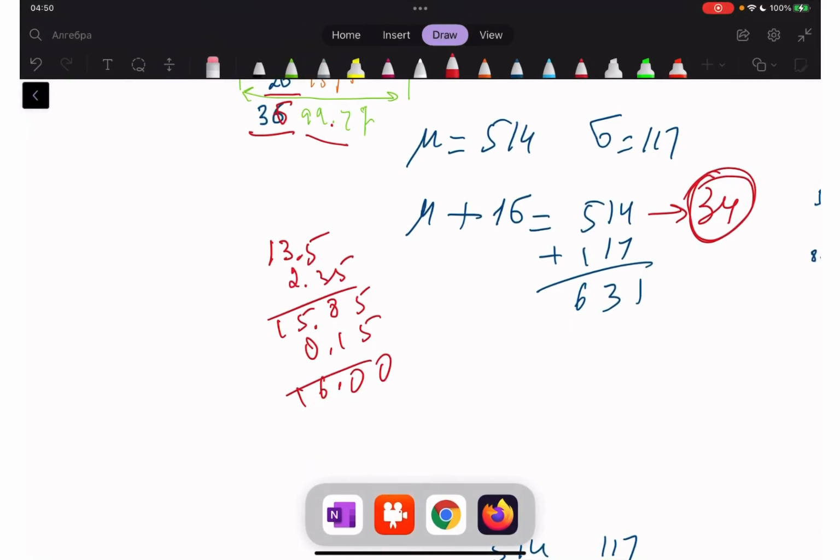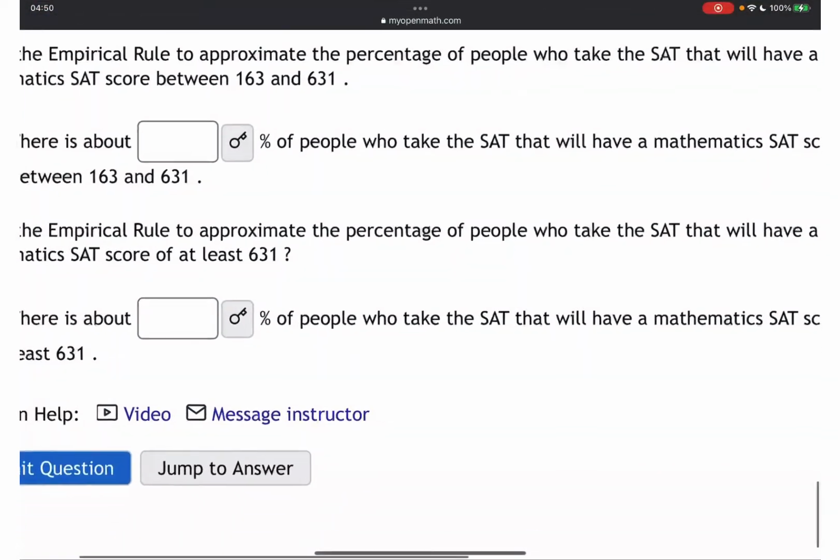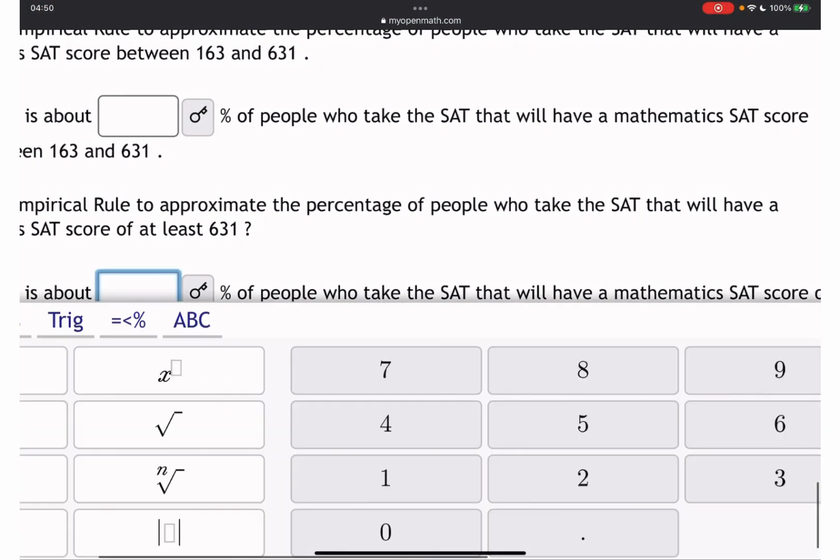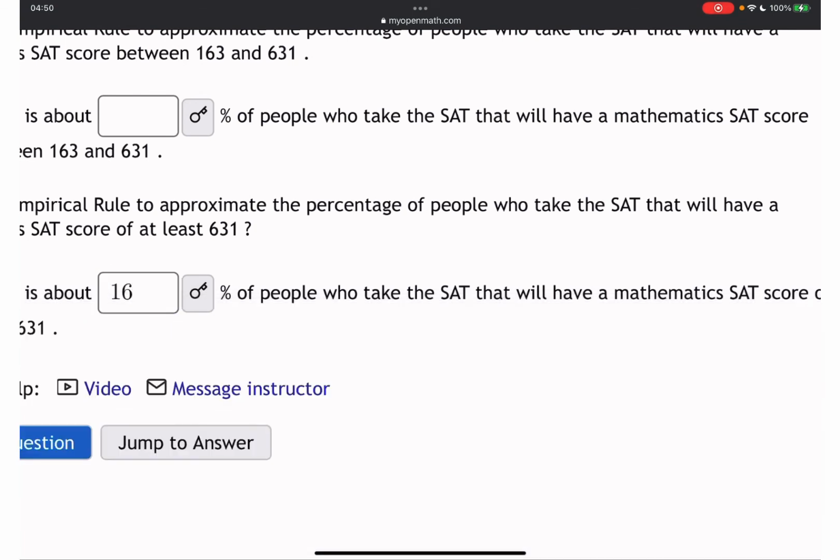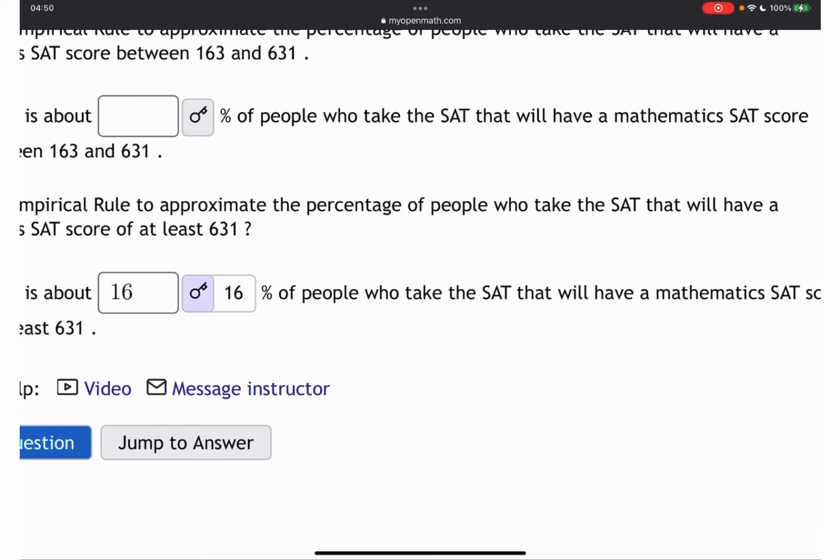All right. Let's check it. I mean, I can open it. There we go. We got it.